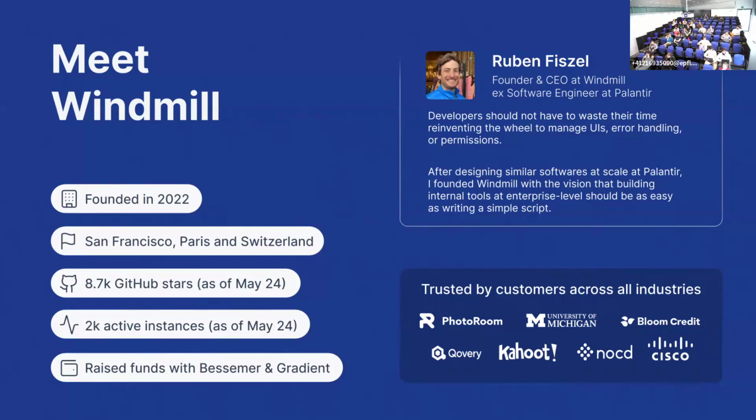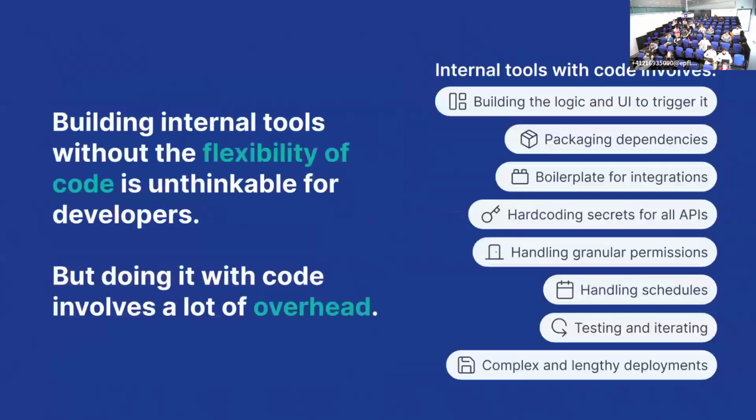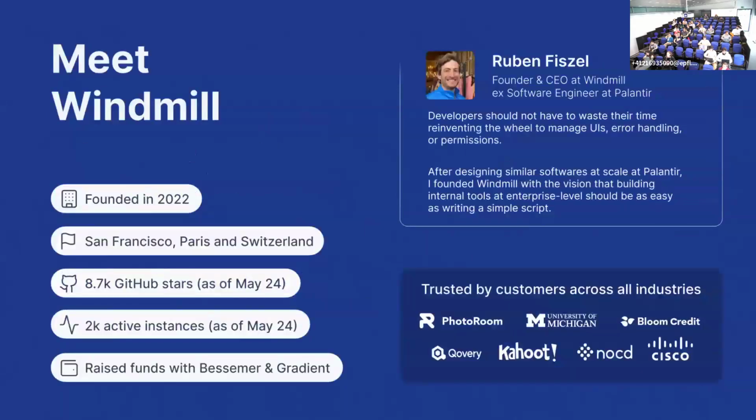We have a bunch of stars on GitHub. You will see the links multiple times. Please go there and star the repo. And we have more than 2,000 active instances using our product. You can see that we're trusted by many customers, but it doesn't matter that much.